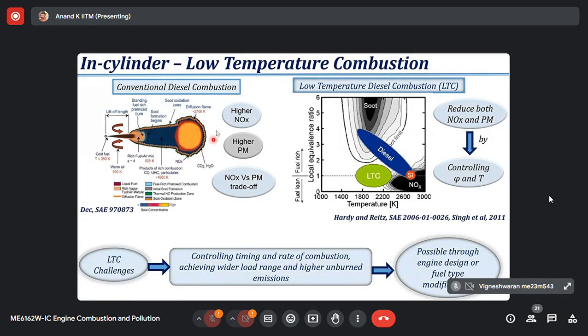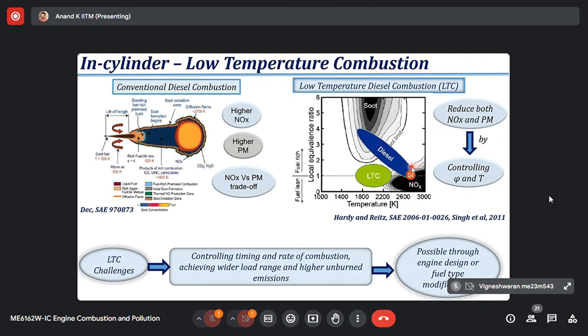So conventional diesel engines result in very high NOx and very high particulate. This is what conventional combustion is. Very high NOx because the flame temperatures are very high, well above 2000 K. That is the threshold limit for forming NO through the Zeldovich mechanism.